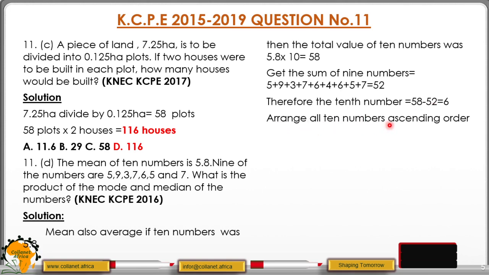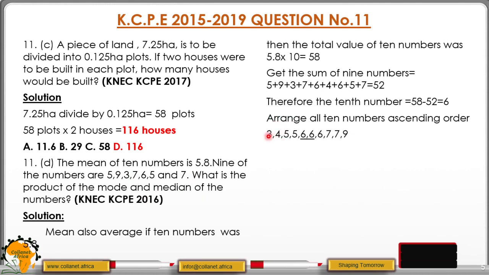Then after you have done that, arrange all the 10 numbers in ascending order in order to know which is the median number. Just take them the way they are, arrange them. This is a mistake that the students make.